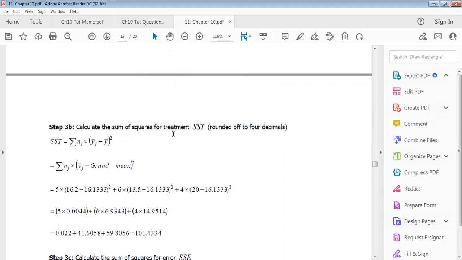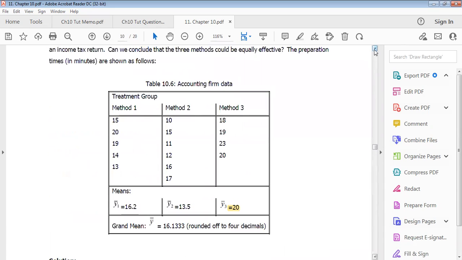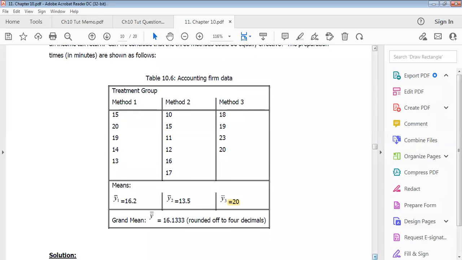To find the sum of squares of the treatment, you do the thing separately. This n is for the first one, so 5 is for the first method. You do all the methods separately. Let's look at n for the first method. Our n for the first method is 5: 1, 2, 3, 4, 5.